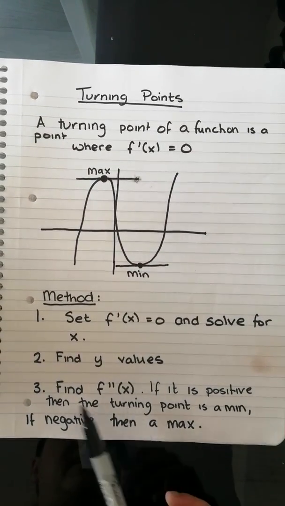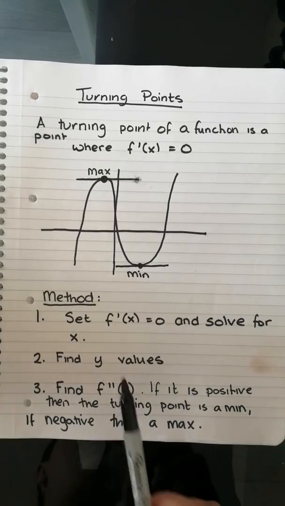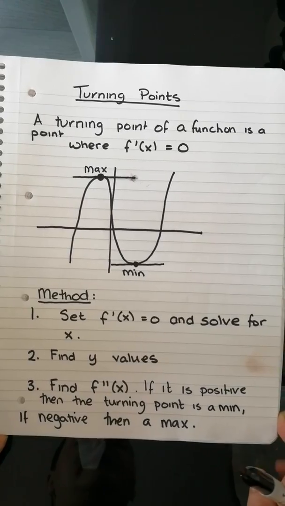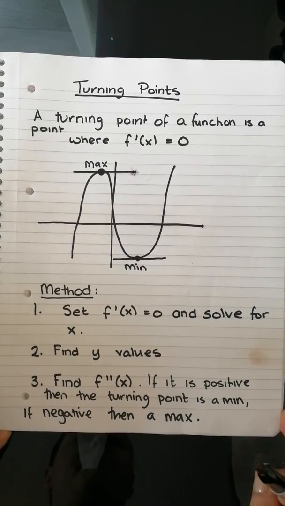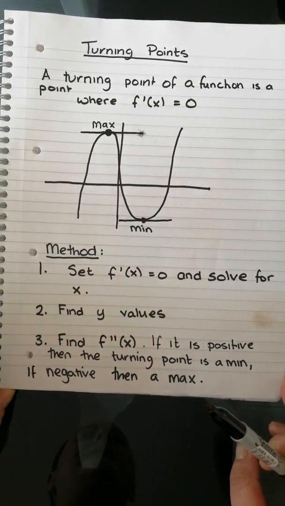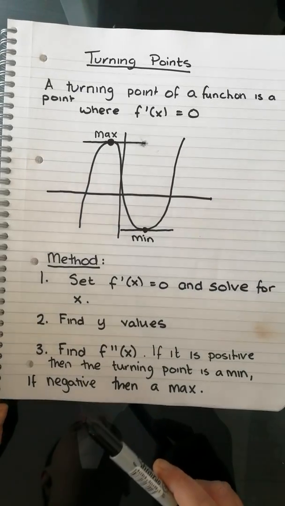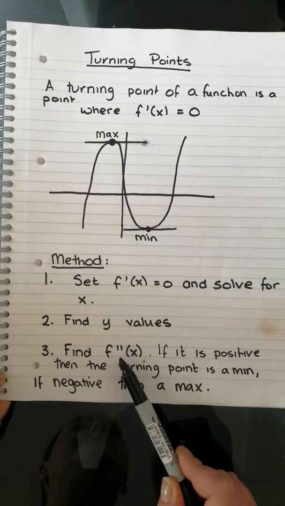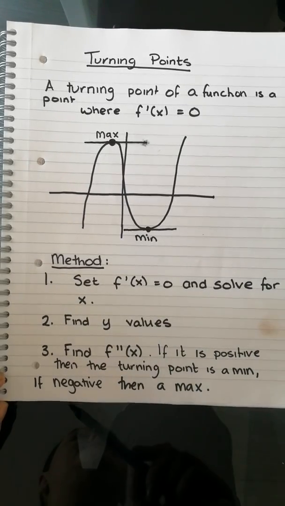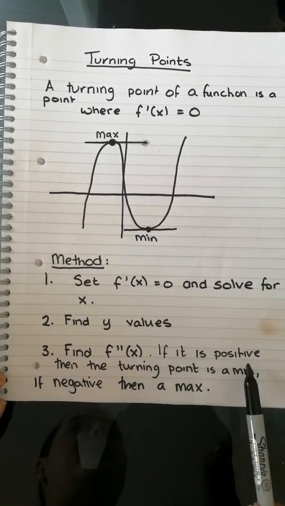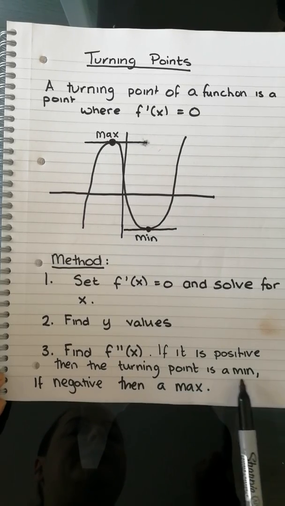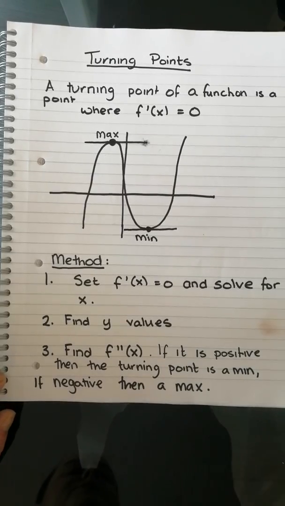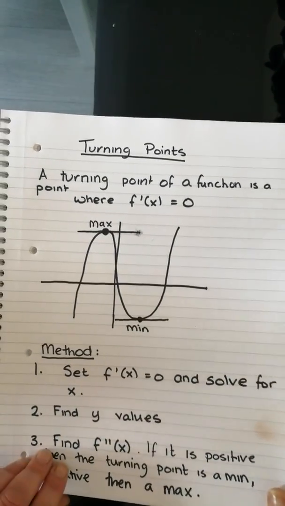After that then, we find the corresponding y values, that will give us our turning points. To find if they're a maximum or a minimum turning point, we find the second derivative. So that means finding the derivative of the derivative. And sometimes this is written as f double prime of x. If it is positive, then the turning point is a minimum. If it's negative, then it's a maximum. Okay, so this is our method. So let's look at an example.